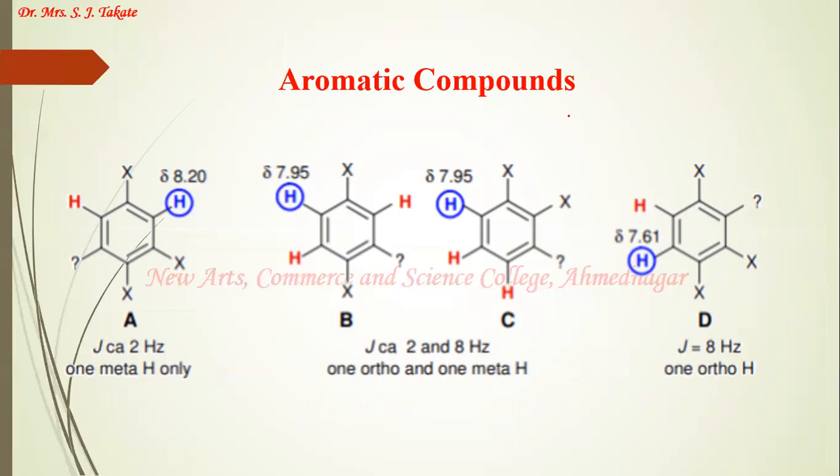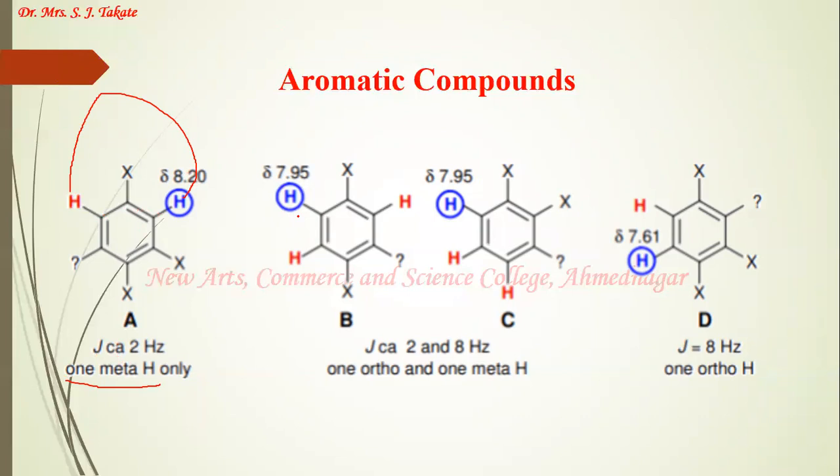In case of aromatic compounds, different couplings are observed. In this first example, this blue proton has only one coupling partner, and these protons are separated by four bonds from one another: 1, 2, 3, and 4. So in a way, it's an example of long range coupling, but this is called meta coupling. This coupling is called meta coupling, and usually this value is 2 Hz.